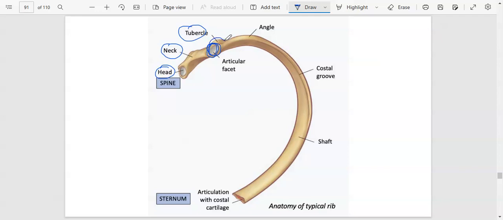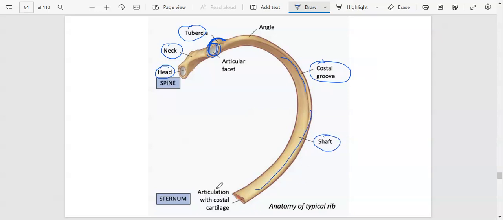Actually, these same tubercles are the ones which are going to fit into the transverse articular facets, which are found on the thoracic vertebrae. It's a tubercle that fits in there. Right. We also have the costal groove. A groove is simply a space in a bone where blood vessels and nerves are able to pass. And then all of this long thing is called the shaft.